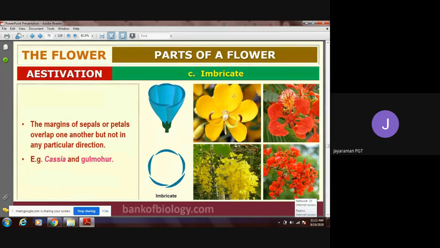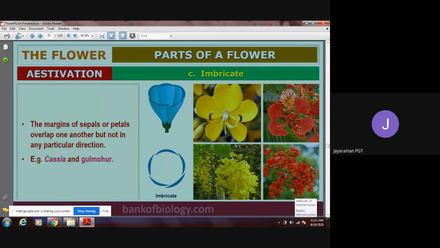You can see this petal is completely inside, and the other petals are overlapping each other. This type is twisted, but not properly, not twisted in a particular direction. It is not imbricate. Examples are gulmohar and acacia. Gulmohar is the flame of the forest, the red colour flower.